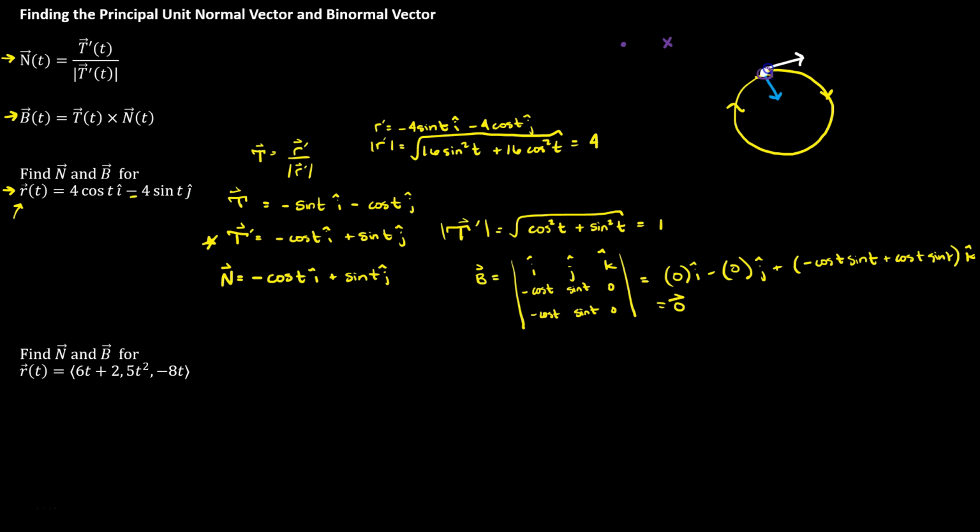So in this case, we know that the binormal vector is pointing directly into the page to make this orthogonal 3D coordinate system. But we really don't need the binormal vector in a 2D case because it's a 2D case, not 3D. We have one more example here for finding N and B. It is worked out in the textbook, so I'll leave that as an activity for you to do on your own.